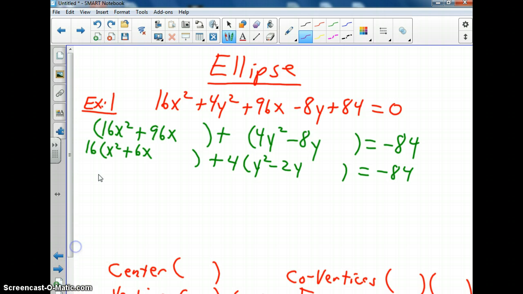All right, so now, next part. Who's going to join them in the x neighborhood? 9. Very good. Okay, 6 divided by 2 and squared, 9, right? Who's going to join them in the y neighborhood? 1, right? Negative 2 divided by 2, negative 1 squared, 1, right? Okay, got that. Okay, so write that down.